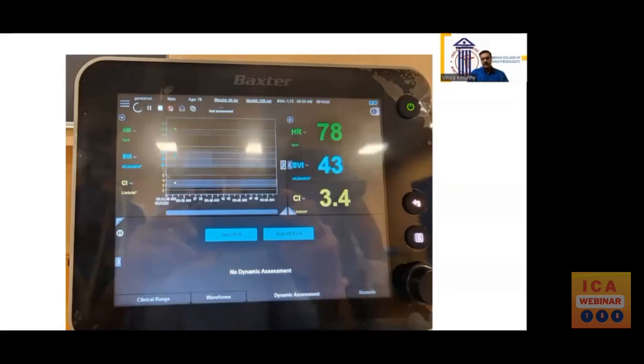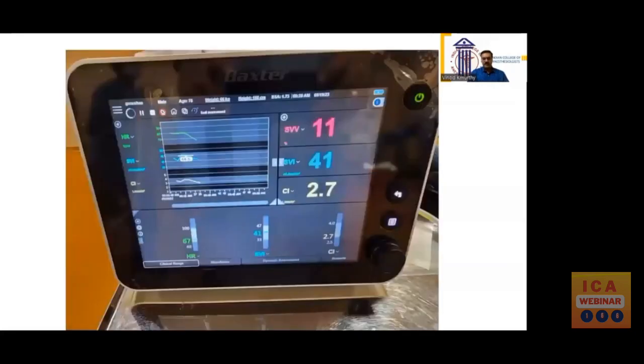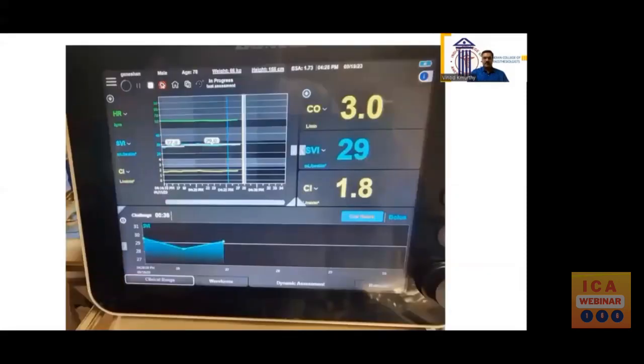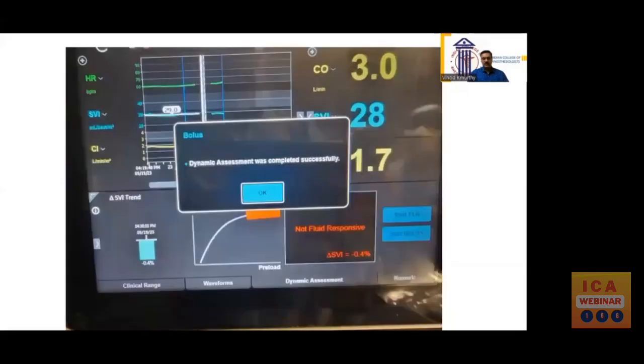The present monitor is showing the cardiac index and the stroke volume index in a patient before induction. And these are the values which can be derived by this monitor. This is immediately after induction. As you can see, the cardiac index has dropped a little. This is at the time when we wanted to give a bolus. We in fact gave a bolus and found that the patient was not fluid responsive. This is the dynamic assessment by using the bolus technique. And as you can see here, the delta SVI is minus 0.4%, indicating that the patient is not fluid responsive.